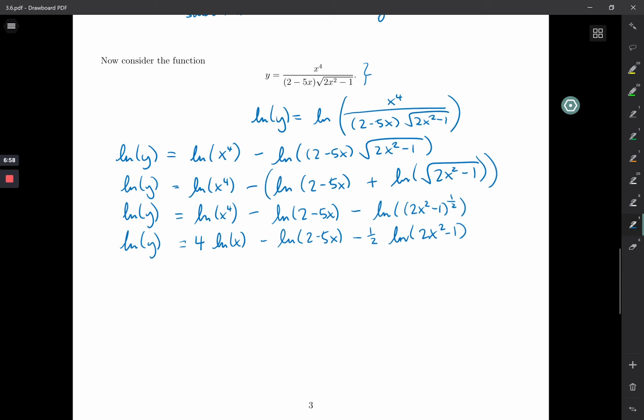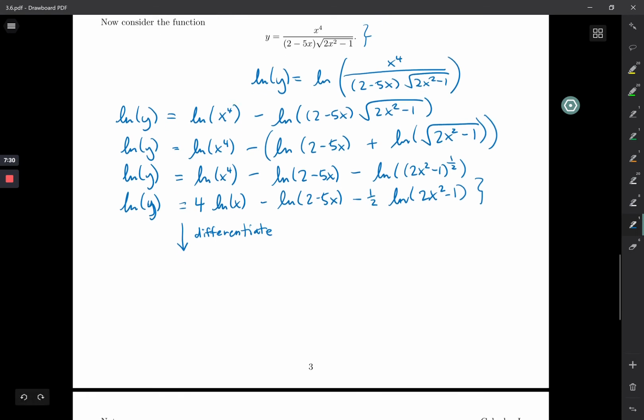Now, what I want to do is differentiate. I do have to use implicit differentiation because I have a function of y on this side, right? So this is an expression that involves x and y. I can differentiate implicitly. So I like to draw an arrow and write differentiate just to be clear that I've now started to differentiate, right?